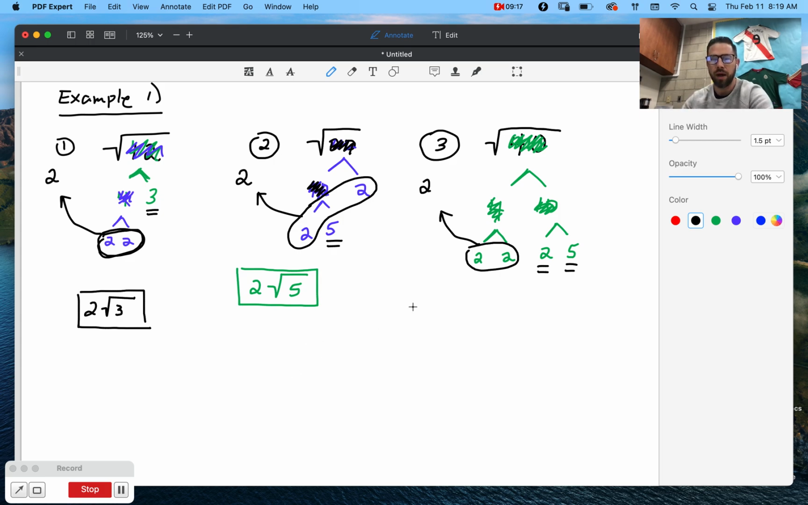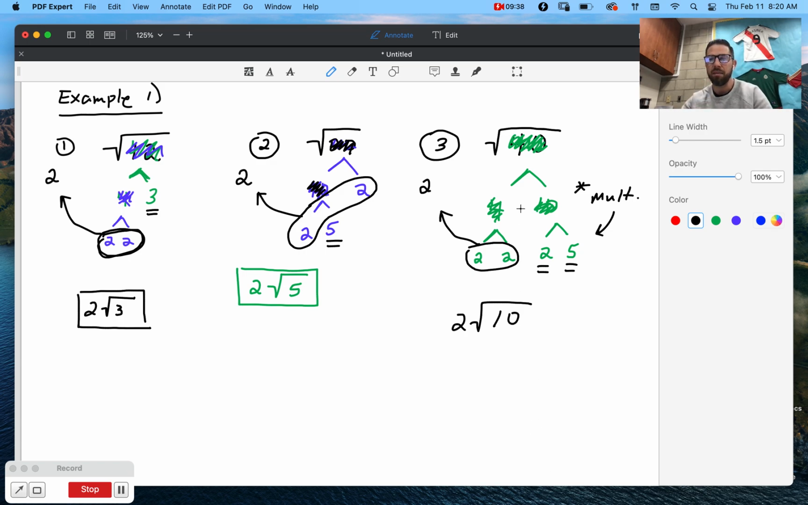Okay, so let's write our answer. The 2 is on the outside. And anytime we have more than one leftovers, we multiply, right? We multiply if we have more than one leftovers. So 2 times 5 is 10.